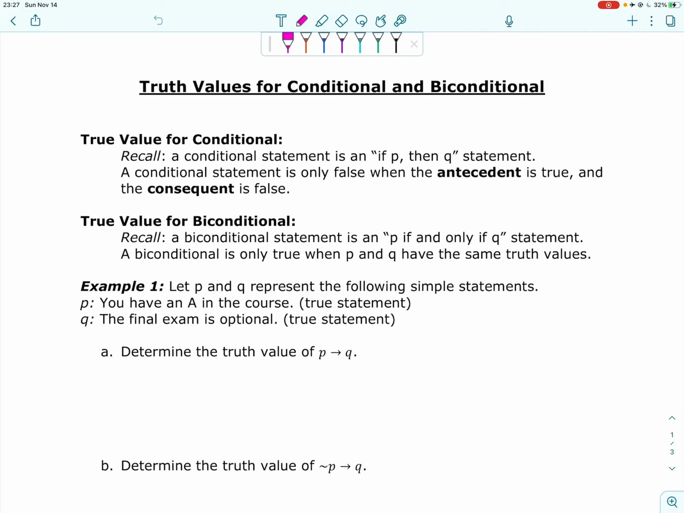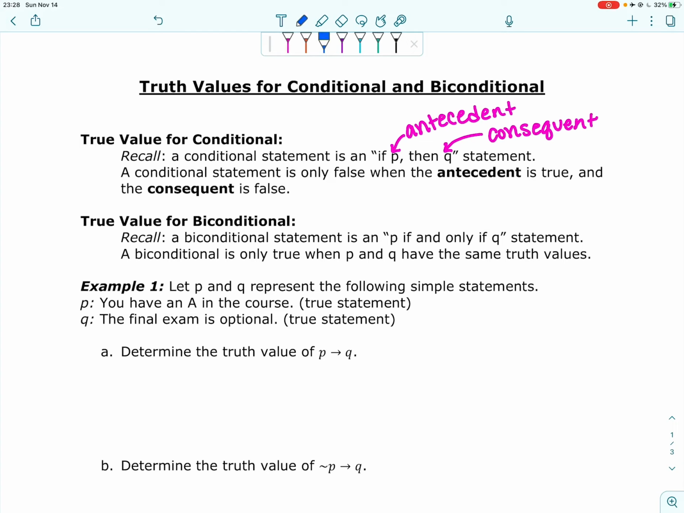All right, now we're going to look at truth values for the conditional and biconditional statements. So for the conditional statement, recall a conditional statement is an if P then Q statement, where the if P is the antecedent and the then Q is what we call the consequent. So a conditional statement is only false when the antecedent is true and the consequent is false.